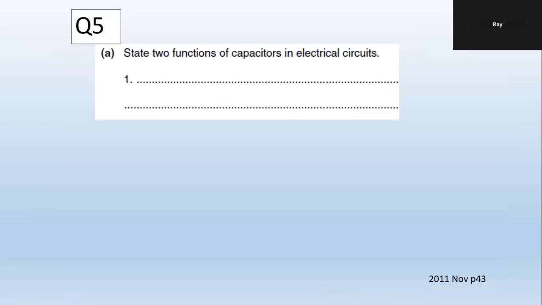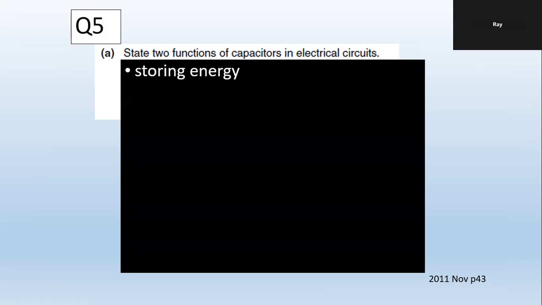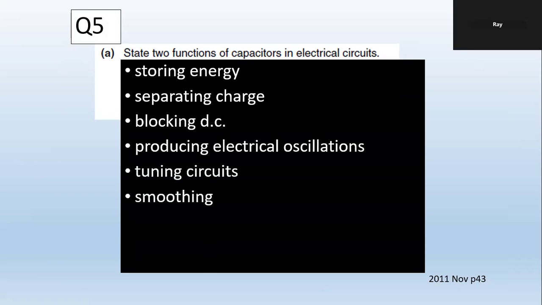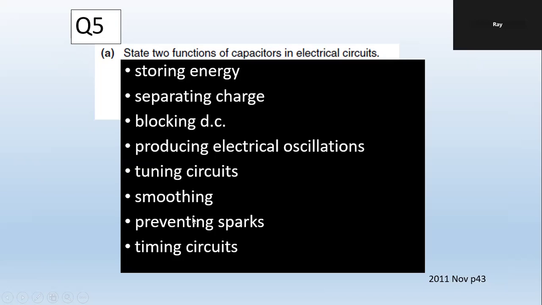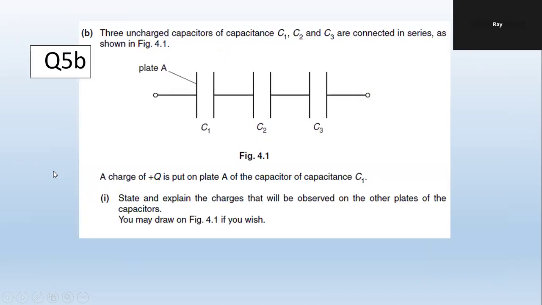This is 2011 October/November, paper 43. State two functions of a capacitor in an electrical circuit. Can you remember? Two functions. I forgot. Right? Store energy, electrical energy, and separate charge, not store charge, separating charge. Two is enough already. Blocking capacitor and rotating oscillation, that one you don't study, don't bother. Just smoothing, which you study tonight, hopefully we get time. Preventing spark, timing circuit. Okay, so all these you study. This one will be studied later on. Others, don't bother if you don't know how it works, but it's not wrong to put it there.